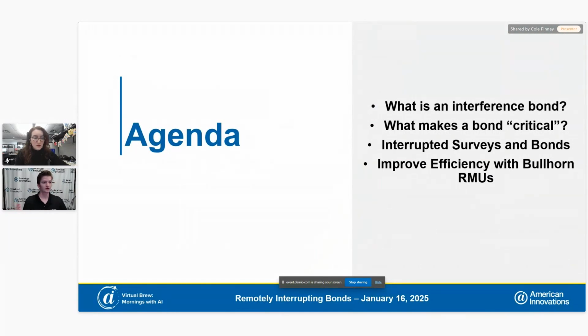What we're going to go through is what actually is a bond. If you're not familiar with a bond, these are very common items used in various CP systems to help make sure the CP system is working effectively. So we'll go through what an interference bond is, and then what you've probably heard the term, a critical bond.